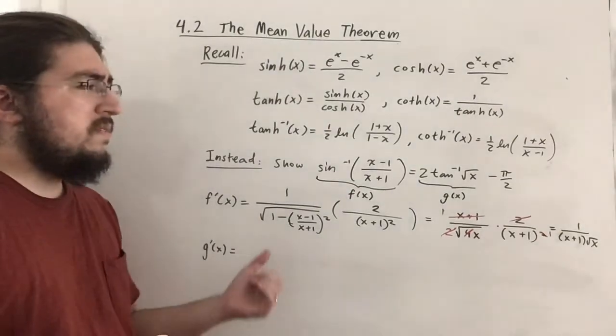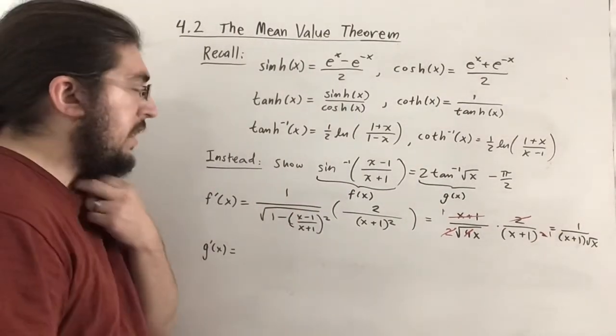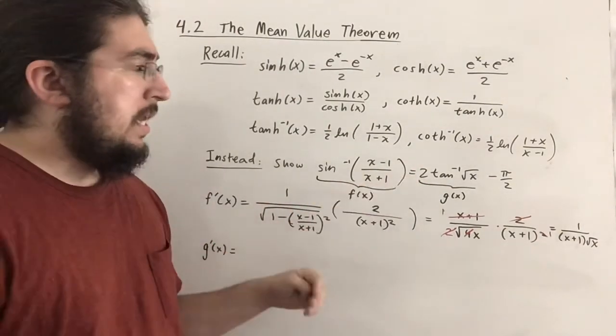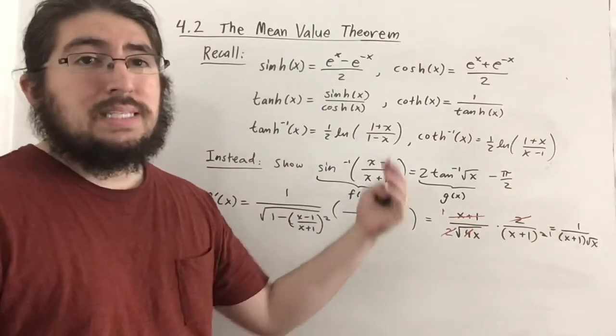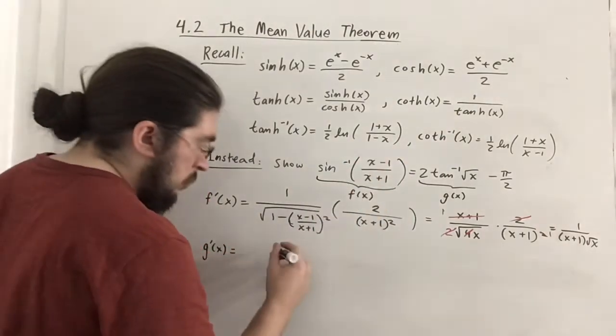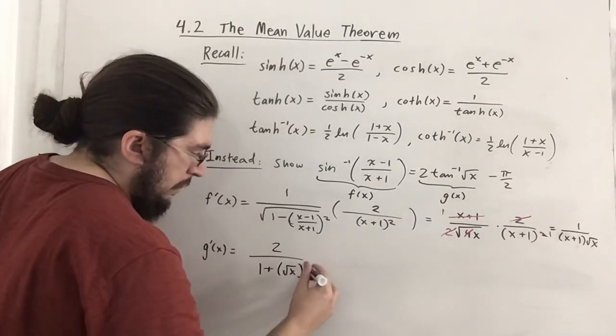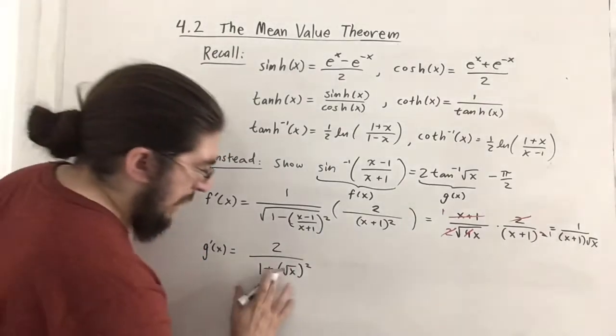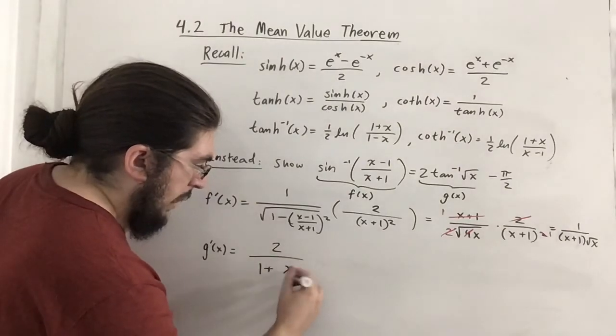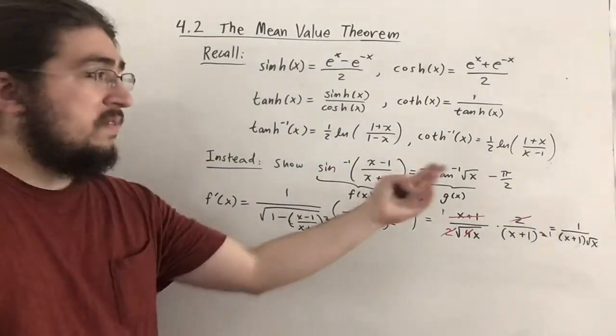So derivative of g is actually a little more straightforward. Recall that derivative of tangent inverse is going to be 1 over 1 plus the inside squared. Since it's 2, we'll have 2 over 1 plus the inside squared. So that's radical x squared. Notice radical x squared is just x. Okay? Times, by chain rule, derivative of the inside.